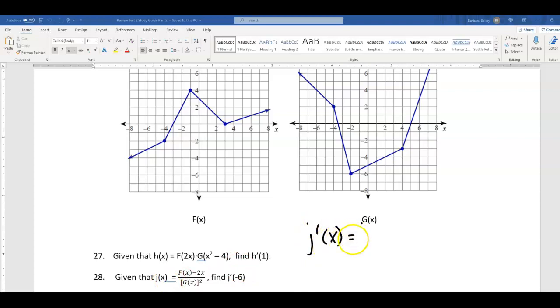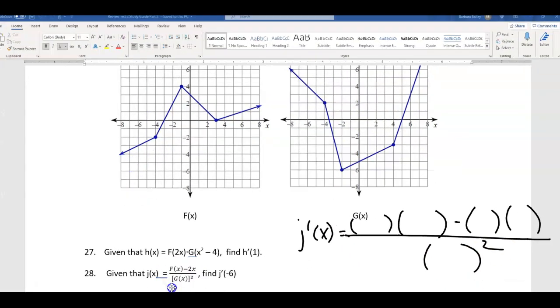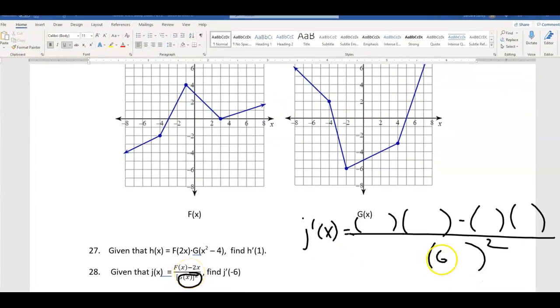Now, it's going to be a quotient rule: low d high minus high d low, draw a line, square below. So the bottom's already being squared there. And so if I square it again, it's going to end up being a fourth power, but we'll get to that in a minute. So we do low d high minus high d low.